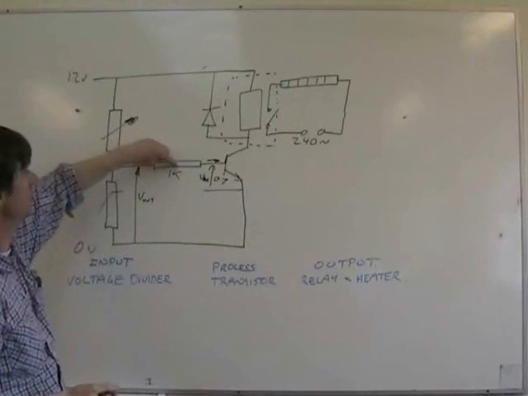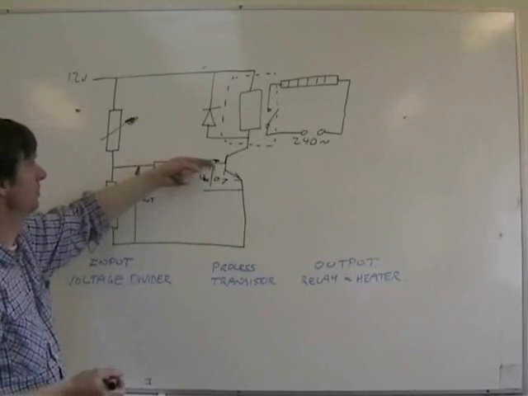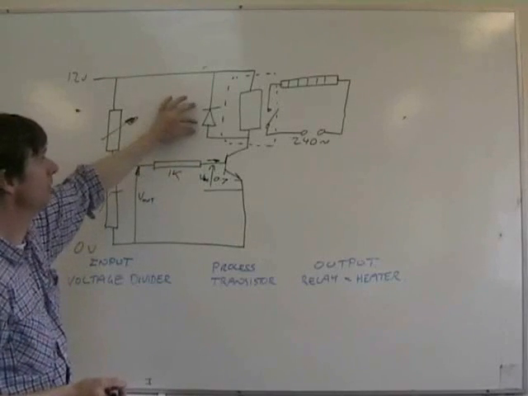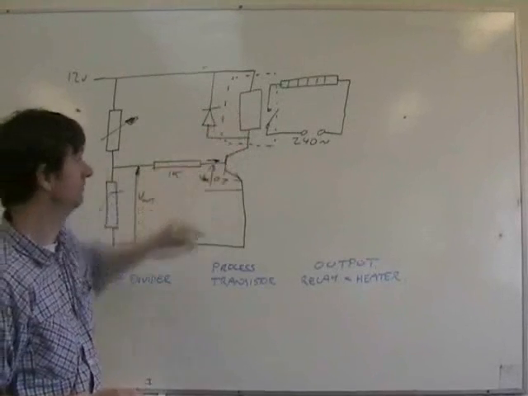The resistor here is to protect the base of the transistor from large currents coming this way. The diode also protects the transistor, but protects it from back EMF from the relay.